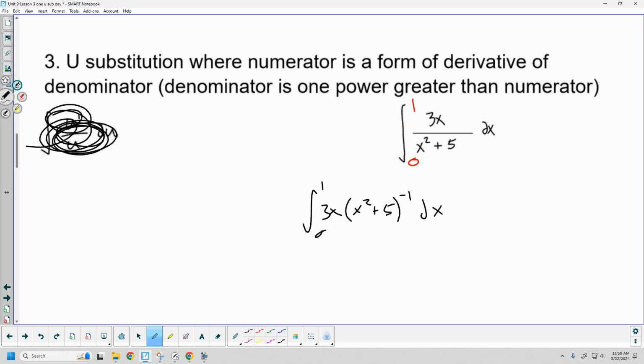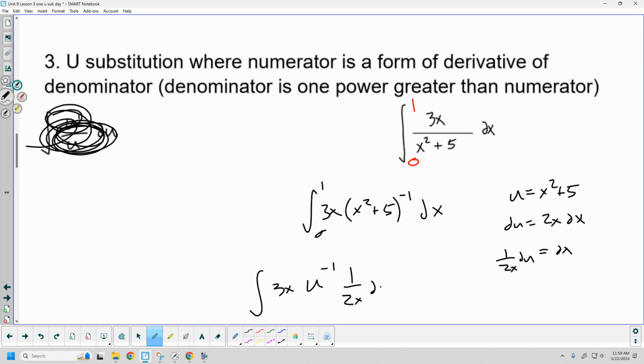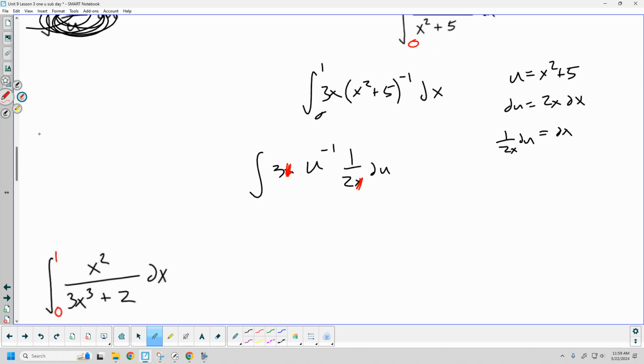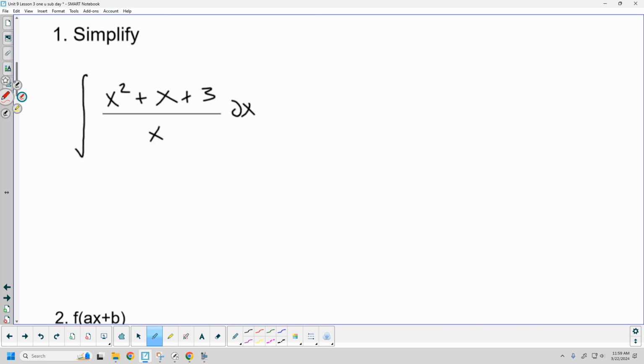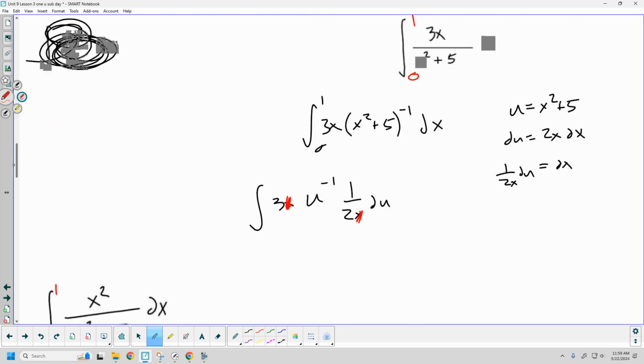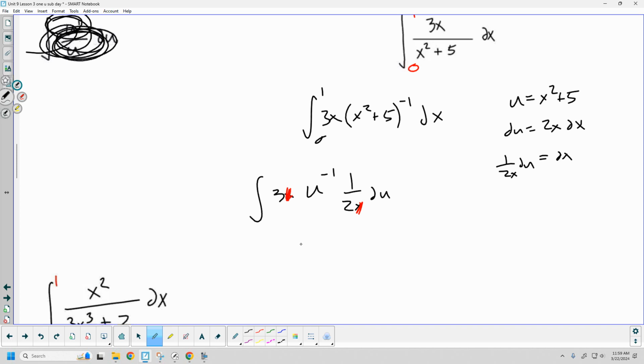Same idea. The stuff's derivative, the stuff's derivative undone. Many of you will be sloppy with your notation when you do this, but honestly, I don't care. The 3x and the 2x cancel to just be 3 halves. I hate when this jumps around. We have 3 halves u to the negative first.